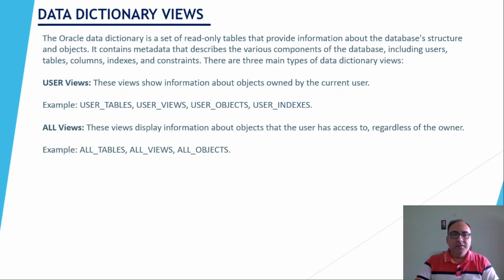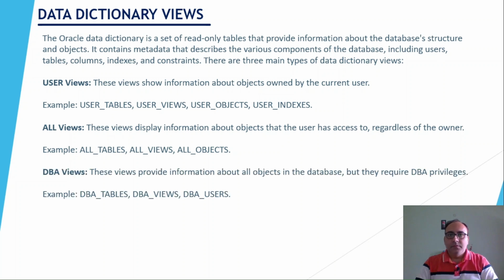Then we have ALL views. These views provide information about objects that are accessible to the currently logged in user, regardless of the owner. So it doesn't matter whether the currently logged in user is the owner of that particular object or not. If that user has access, it will be displayed under this particular view. Some examples are all_tables, all_views, all_objects.